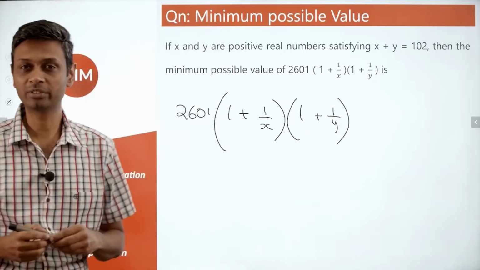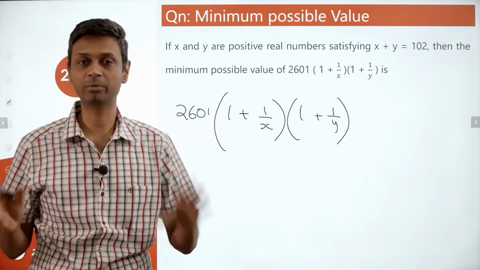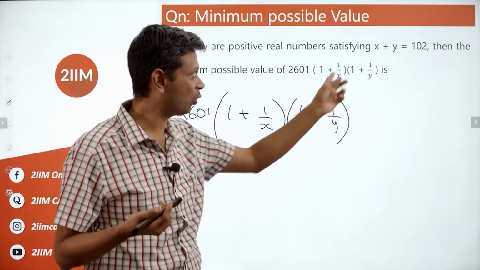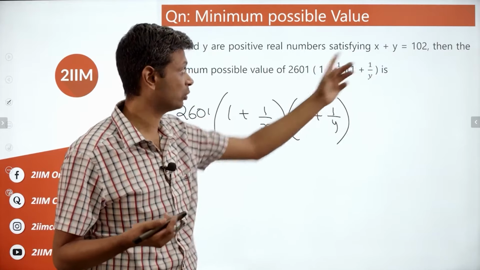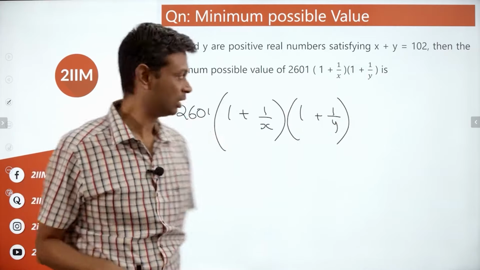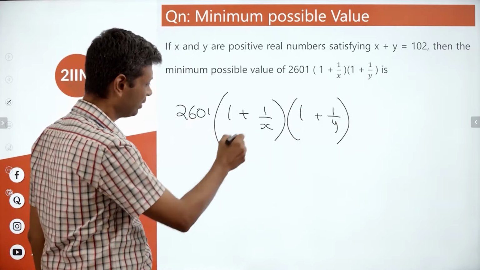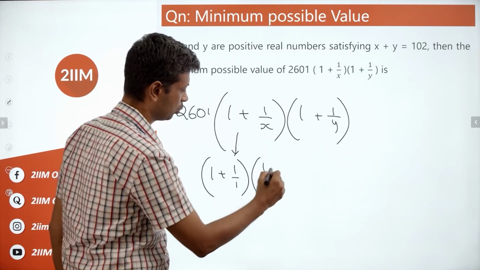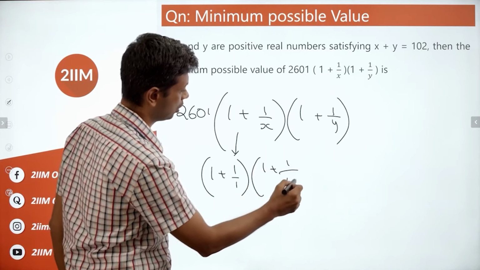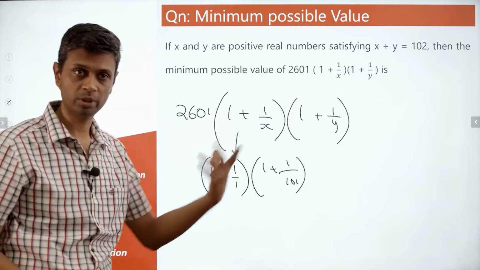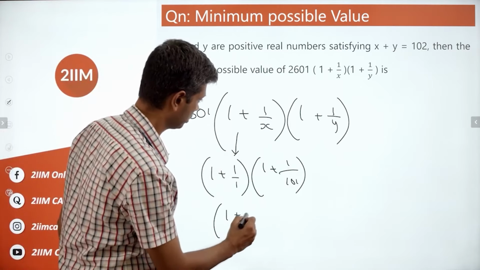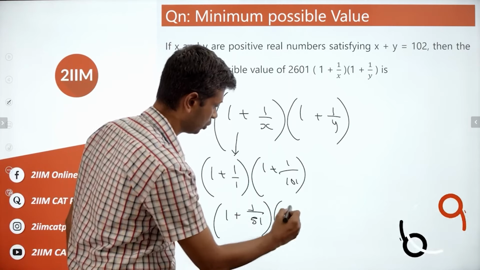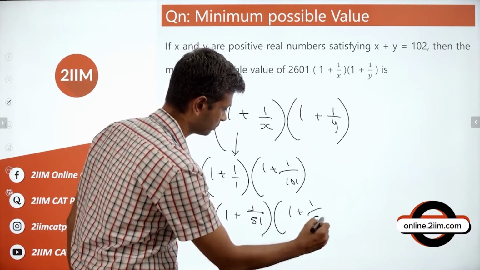Talking about positive real numbers, the best way to go about it is pick two extremes. Put x is 0.1, y is 101.9. Or x is 1, y is 101. Another extreme, put x is 51, y is 51. You're through. Let's do that. Let's put x is 1, y is 101. We worry only about this: 1 plus 1 by 1 into 1 plus 1 by 101. This is one possibility, or we're talking about 1 plus 1 by 51 into 1 plus 1 by 51.